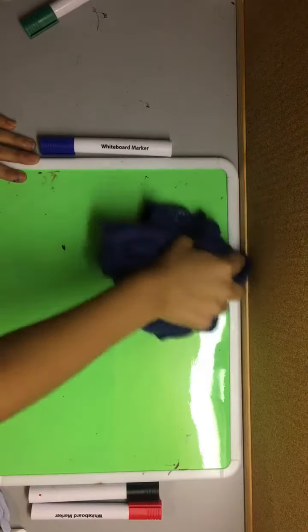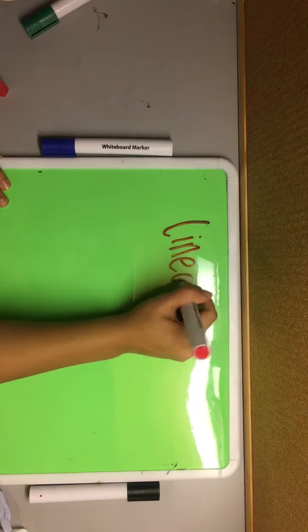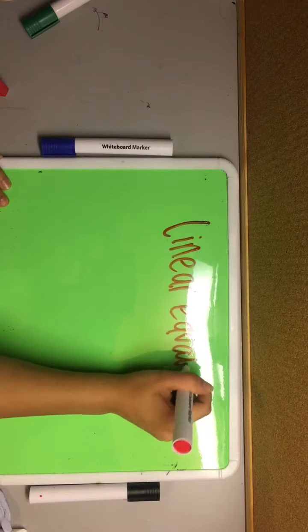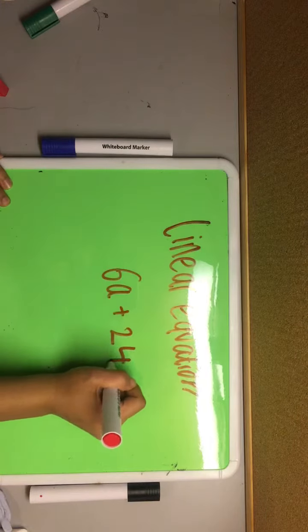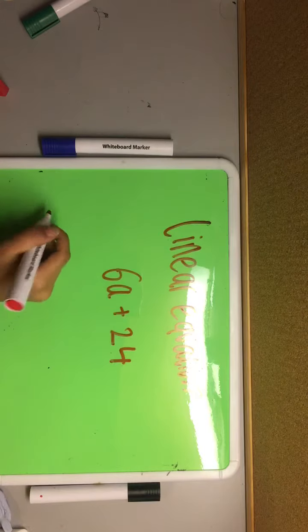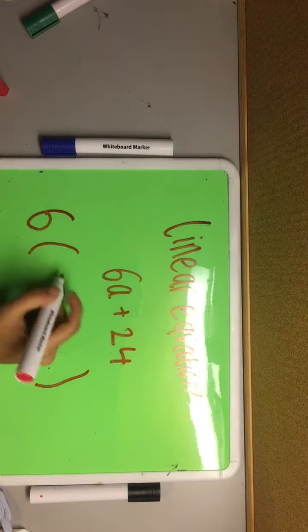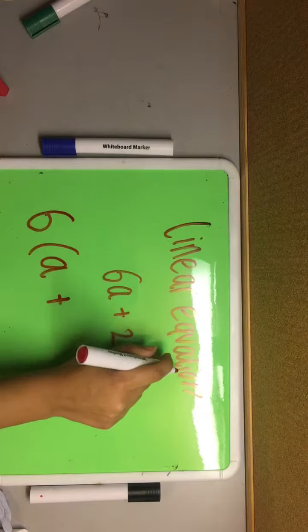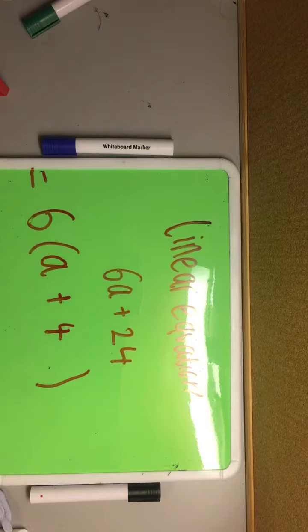So first, let's take a look at linear equations. An example of a linear equation is 6a plus 24. Firstly, you have to look and see what the highest common factor is. In this case, it is 6. Brackets, we make up what's left over. 6 times a will give you 6a, plus 6 times 4, which will give you 24. So the factorized expression is 6 brackets a plus 4.